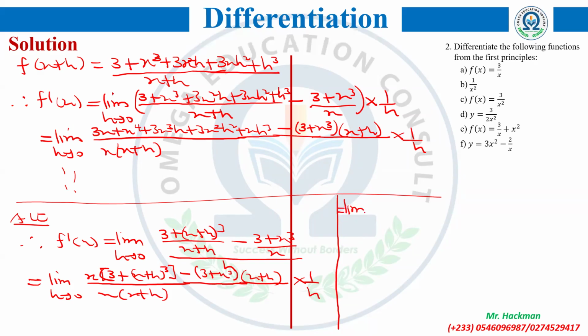This is equal to the limit as h approaches 0. It's just the algebra. So now what do we get? It will be 3x. We are removing the square bracket, plus x into x plus h cubed. Then minus, now we are going to get 3 times x, so that will give me 3x. I hope you are with me. Then minus 3 times h, that will give me minus 3h, then minus x cubed times h, and that will give you minus x cubed h.